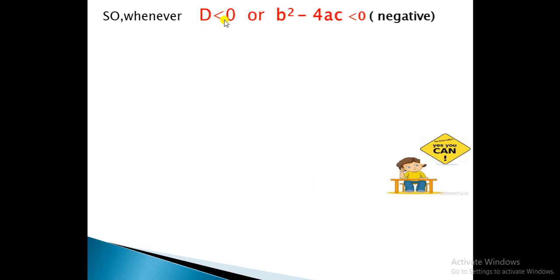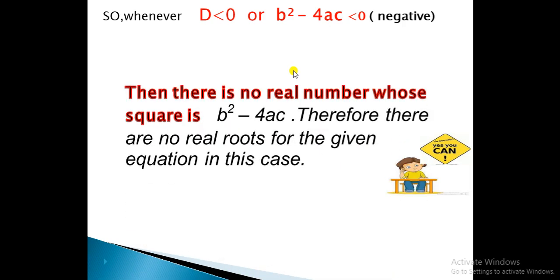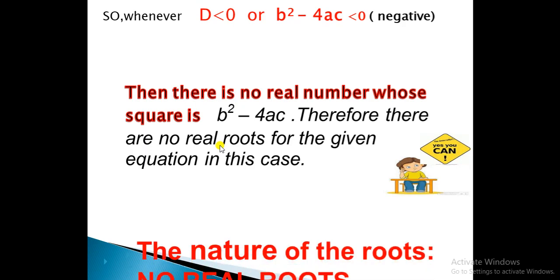So what we see now is, whenever d is less than 0, or b square minus 4ac is negative, what will happen? Then there is no real number whose square is b square minus 4ac. Therefore, there are no real roots for the given equation in this case. That is, we cannot find any real number whose square is minus 31. So whenever d is less than 0 or negative, what will happen with the nature of roots?